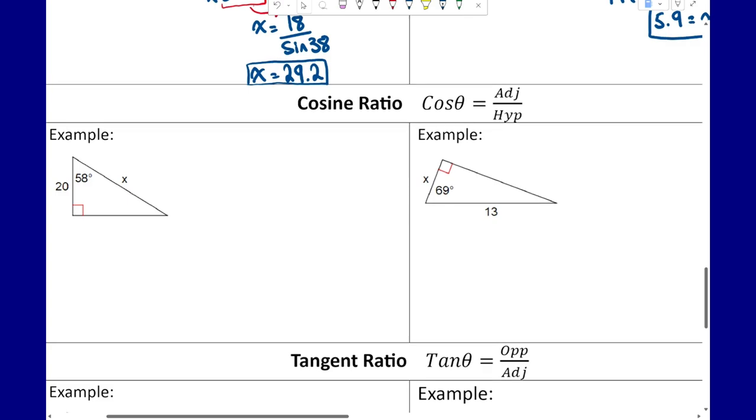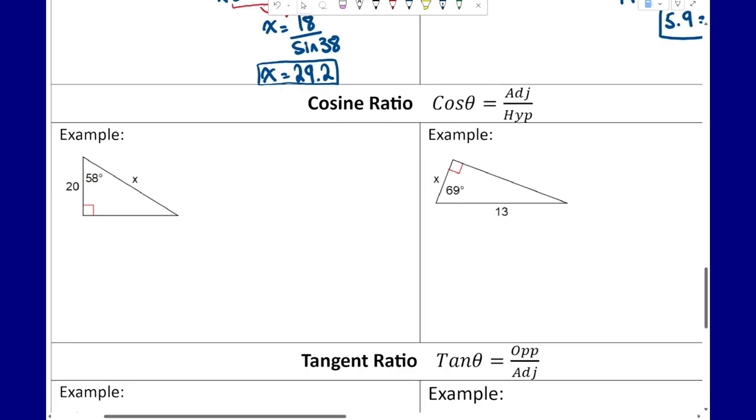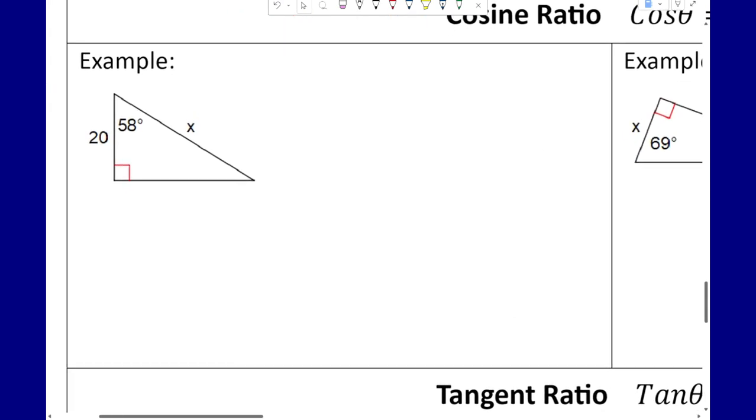Now cosine is cosine theta equals the adjacent over hypotenuse. So the two sides we're going to be dealing with when we're looking at a right triangle is the adjacent and the hypotenuse. So in one example, again, I'm going to label my sides. Across from the 90-degree angle, I have the hypotenuse. I have my reference angle. Across from my reference angle is my opposite. And the side beside it is the adjacent.